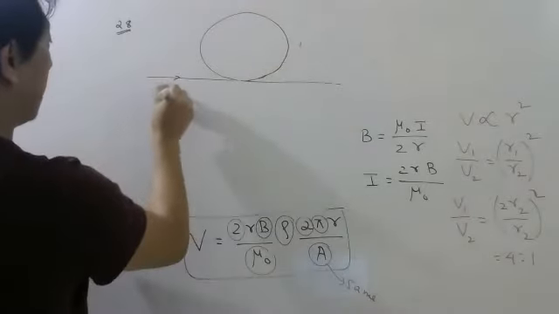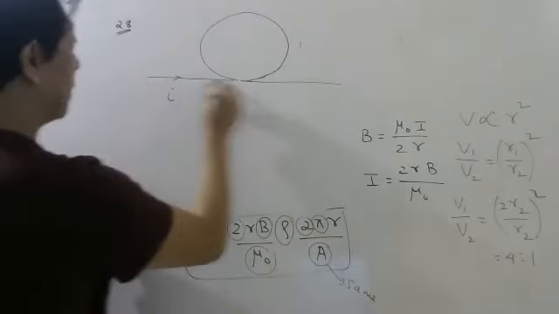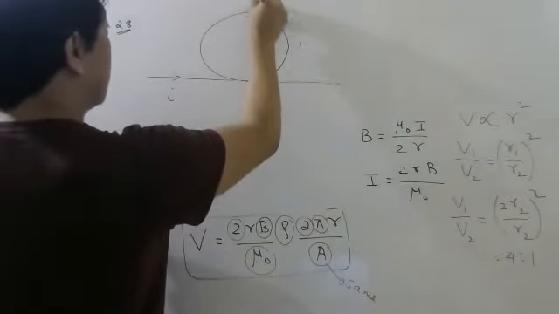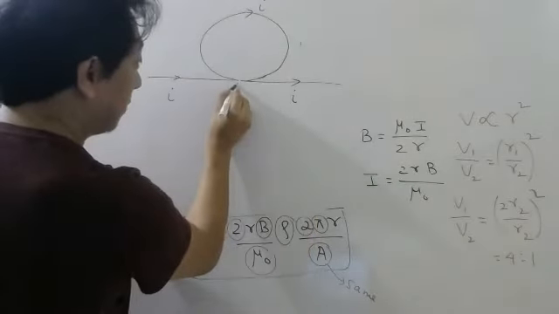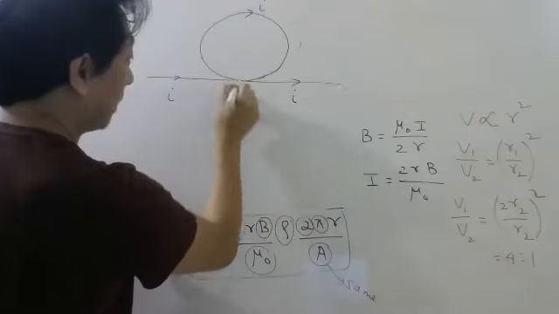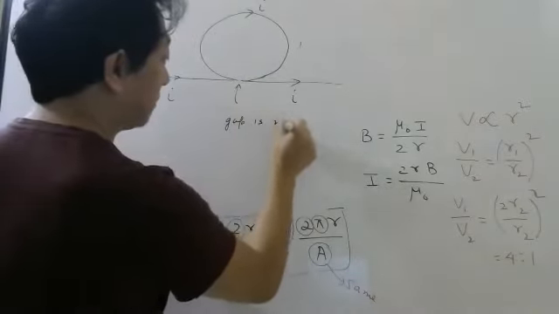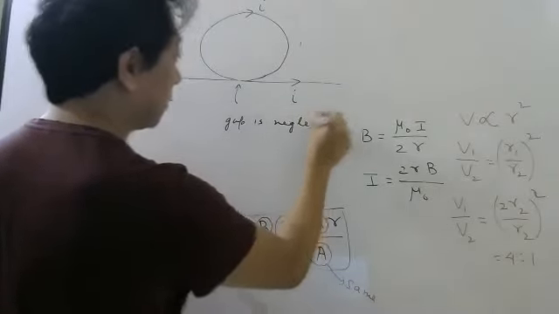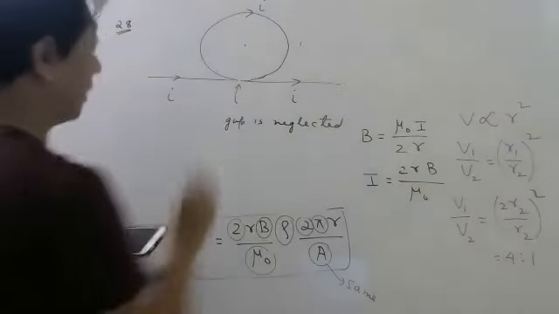So here current I goes, then it goes like this, then again it goes like this. This small gap can be neglected. So the gap is neglected. So at the center we have to find the magnetic field.